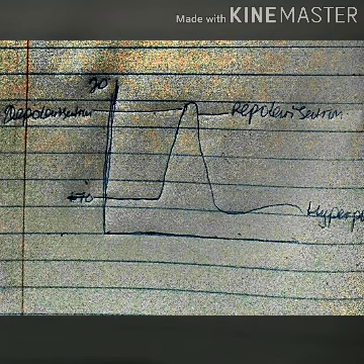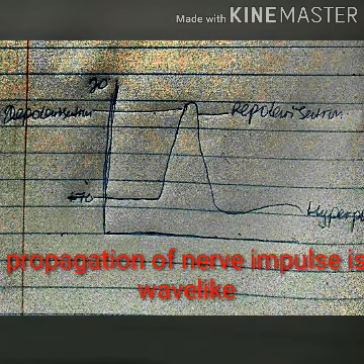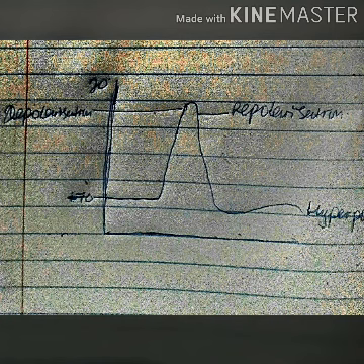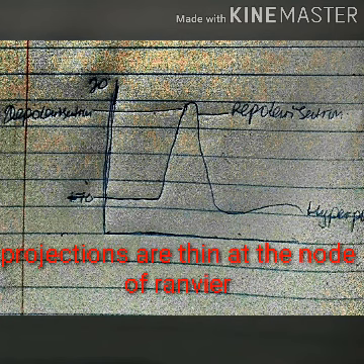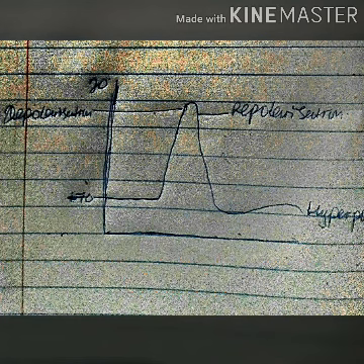We should also take note that the propagation of nerve impulse is wave-like, because in the nodes of Ranvier, these projections are thin, and it is the main reason why the propagation along nerve fibers is wave-like. In fact, it is also the reason why the speed of propagation is increased in action potentials.